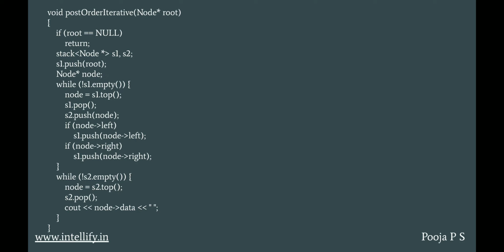And we are checking whether S1 is empty or not. If it is not empty, then we pop an element from the stack S1 and push it to S2. This is the code. Now we check if the left and right children are present. If they are present, we push them to the first stack. And this is the code where we check whether S2 is empty, and if it is not empty, we pop and print.